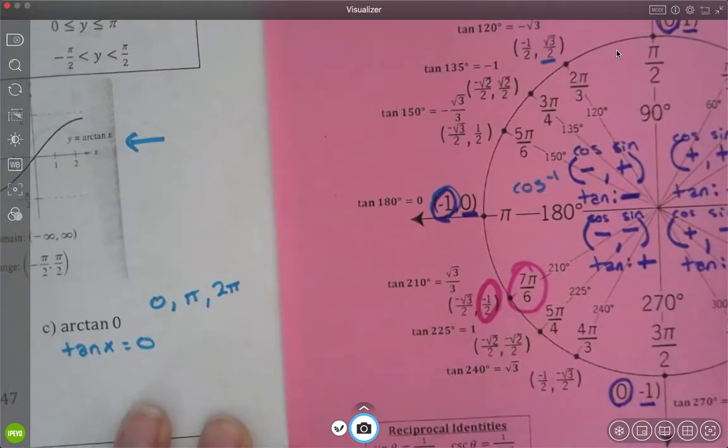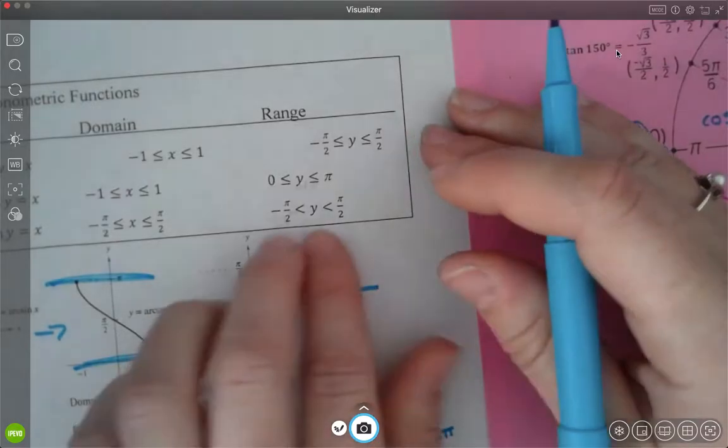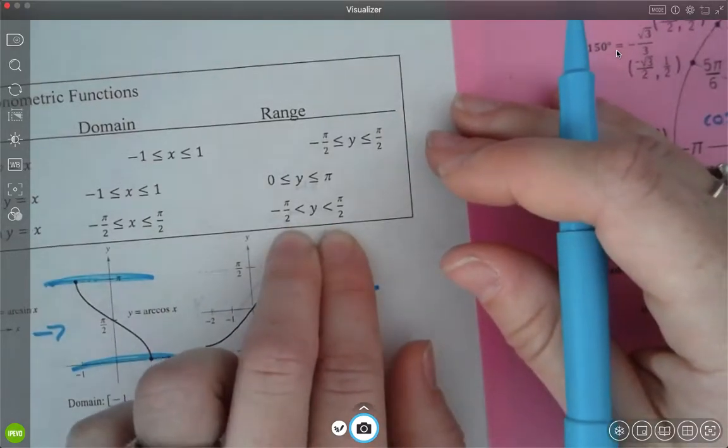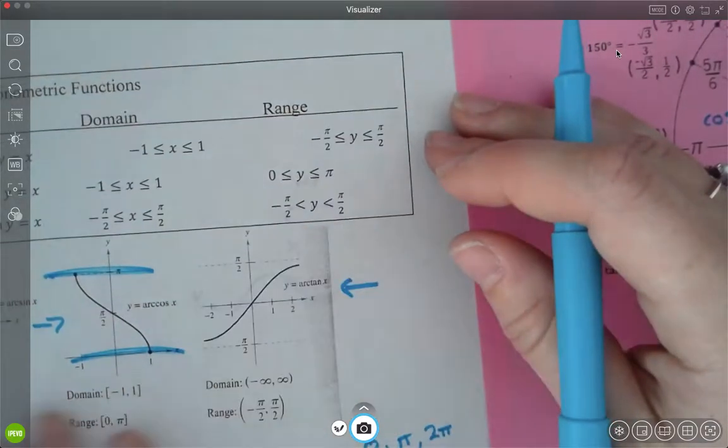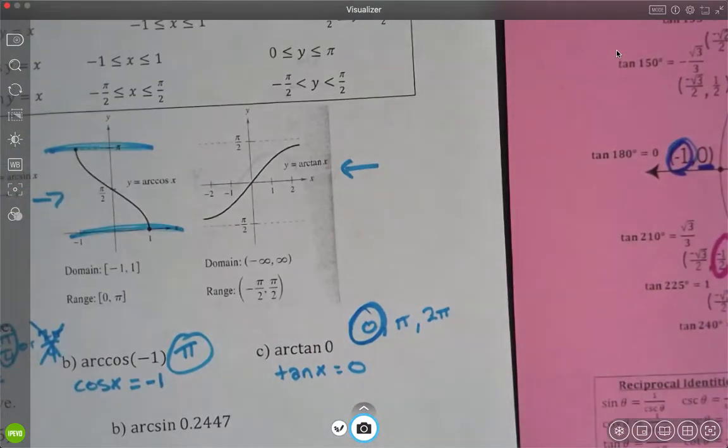Okay, which one do we put? According to tangent, it lives between -pi over 2 and +pi over 2. So 0 is the answer, because 2 pi does not live in that range. Does that make sense? -pi over 2 to +pi over 2. 2 pi is not in that range. So even though 0 and 2 pi mean the same thing, we only put 0. Make sense? Kind of. That was kind of a weird one.